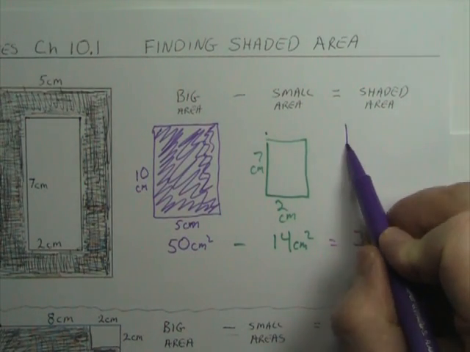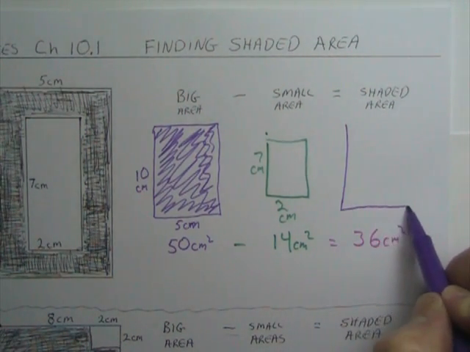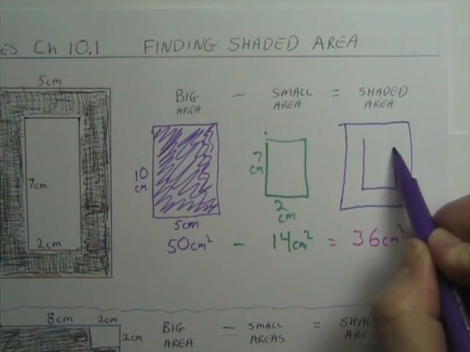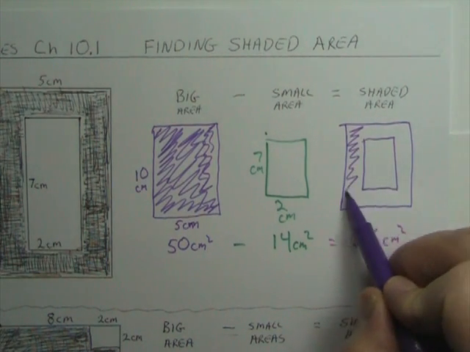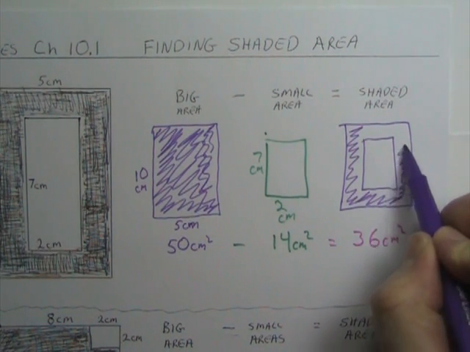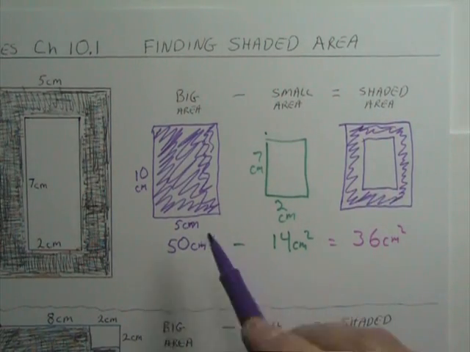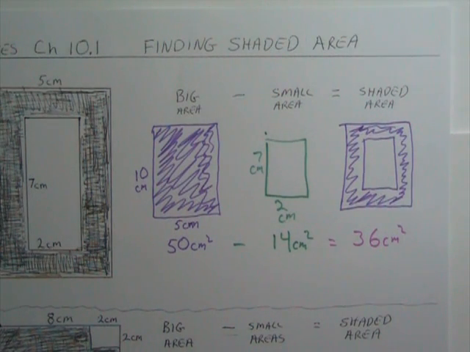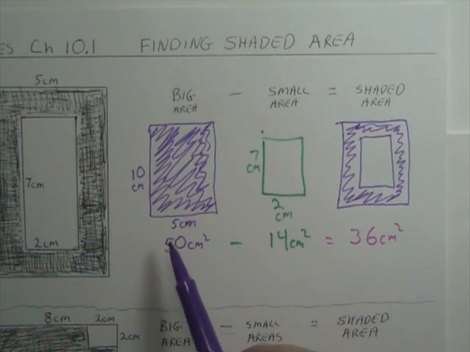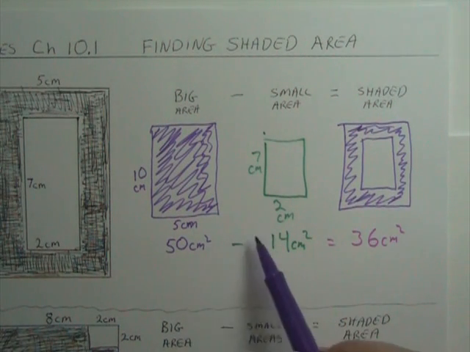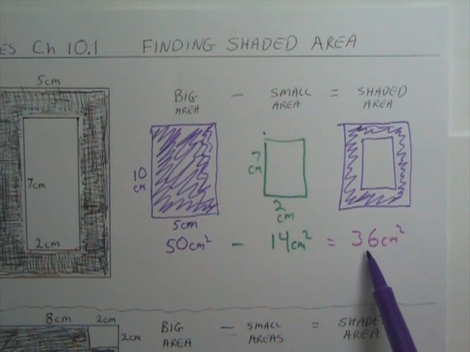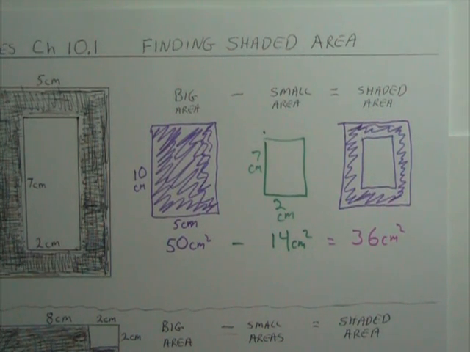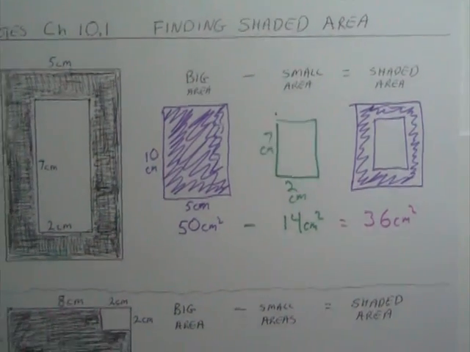Now let me just make a little sketch of that. So basically you have this, there, here. And there's your shaded area. Okay, so the large area minus the small area gives you the shaded area. And so this was 50, this is 14. 50 minus 14 is 36. So that is the area of the shaded area. The shaded region. Okay, let's go on to the next one.